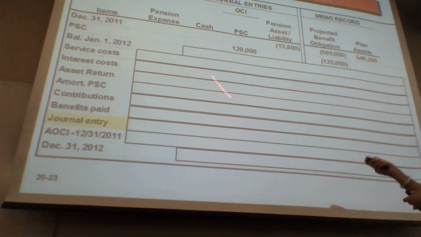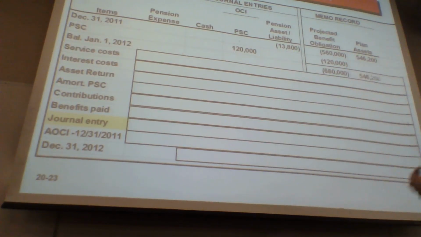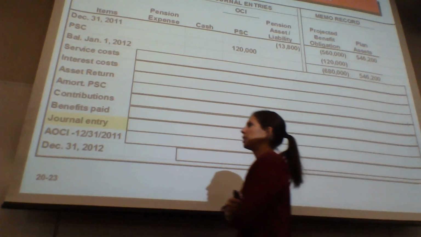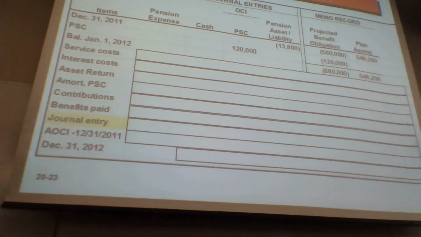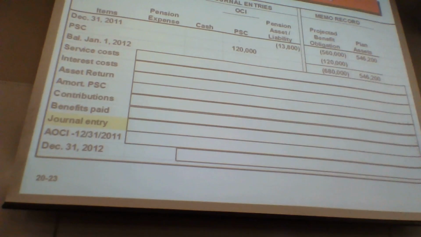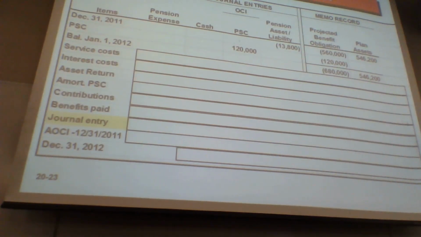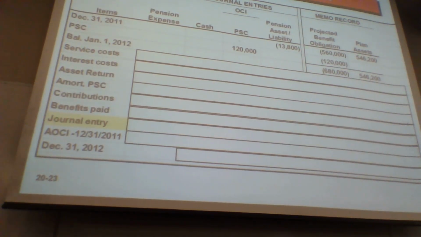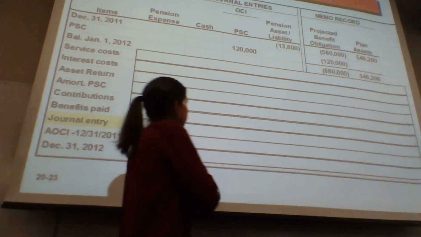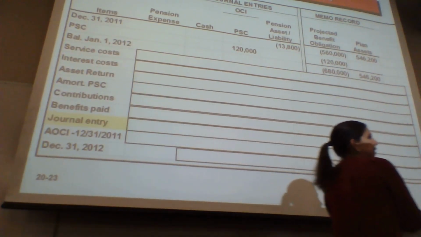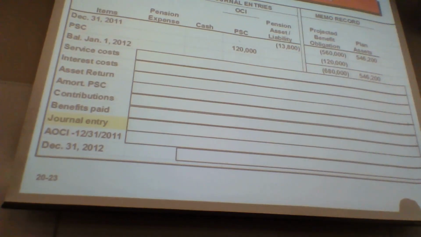All right, so now we kind of do a line where we do a subtotal, figure out the new balance as of January 1st, 2012. We're going to use these balances when doing our future computations. So we kind of do a subtotal here. So now we've taken into account the prior service cost of 120K. All right, so if there's a prior service cost, there's a plan amendment, it flows through other comprehensive income and it increases our obligation.